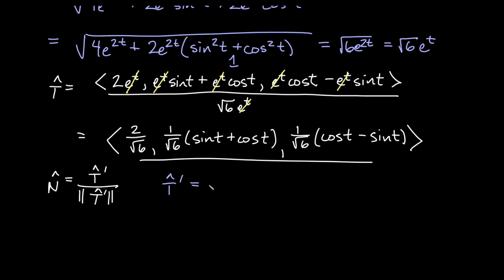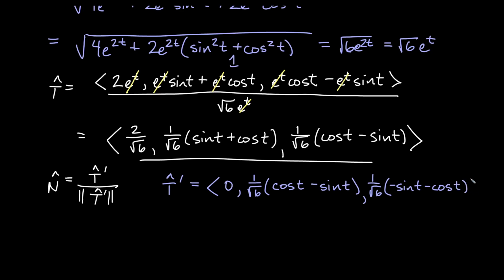The derivative of this first term constant is going to be 0. And then the derivative of this will keep our 1 over root 6. The derivative of sine t is going to give us cosine of t, and the derivative of cosine of t will get minus sine t there. That's our second component. We'll keep our 1 over root 6 for our last component, times the quantity here. Now we'll get actually negative sine of t, and we'll get minus cosine of t. Okay, so that is our t hat prime. Not too bad. And now we just need the magnitude of this, right?